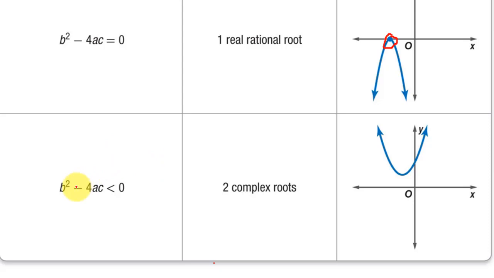And the final situation occurs when b squared minus 4ac inside the radical, the discriminant, is less than 0. If that's true, then there are two complex roots because the function never touches the x-axis. And it looks something along the lines of this. The function does not intercept the x-axis.